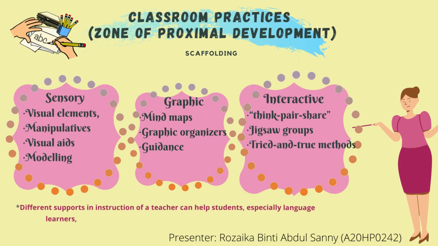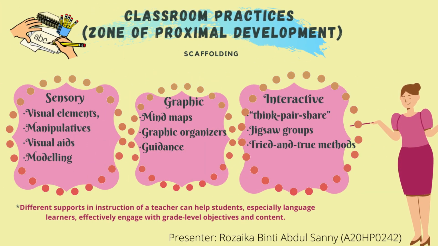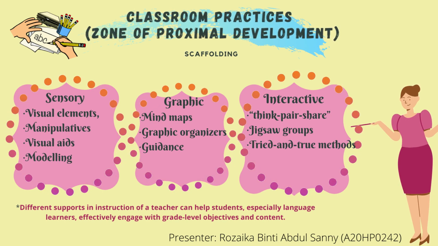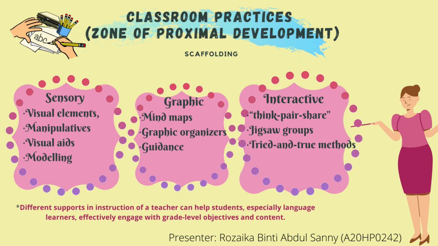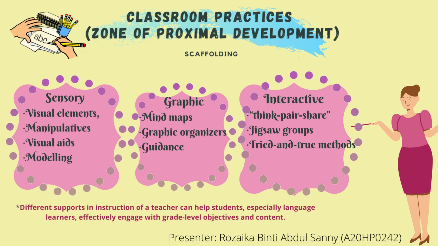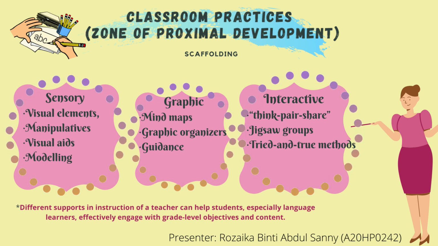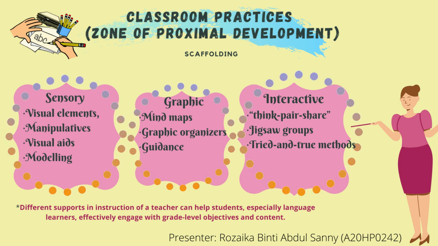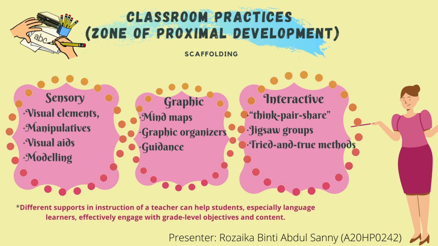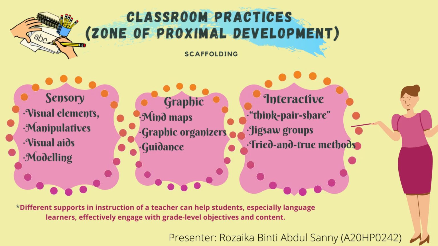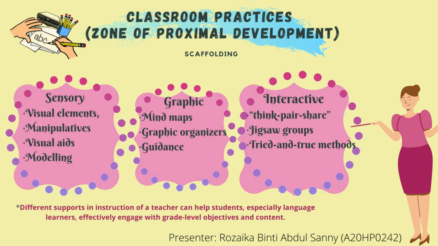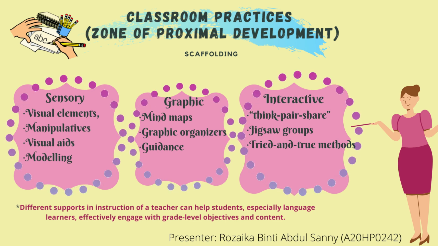The examples of classroom practices for scaffolding is by using sensory elements, for example, visual elements, manipulatives, visual aids, and modeling. The next one is graphic, for example, the teachers can use mind maps, graphic organizers, and guidance. And lastly, the teachers also can use interactive elements, for example, using the Think, Pair, Share activity, the jigsaw groups, and the tried and true methods.